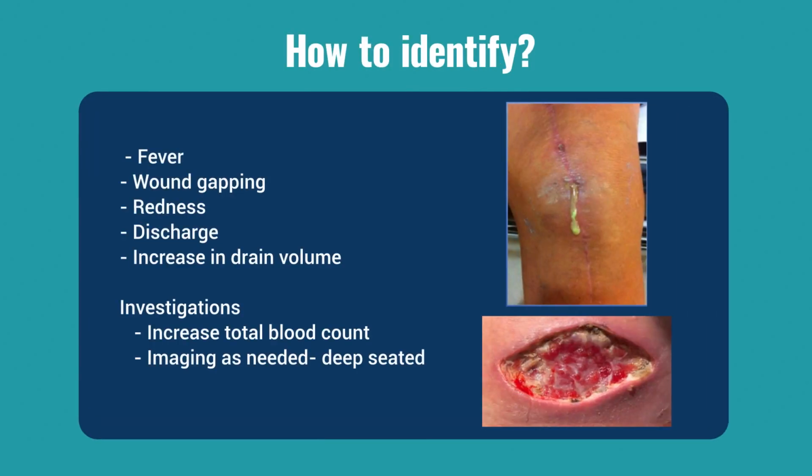How to identify a post-operative wound infection? So the patient feels unwell, he runs a temperature, he has fever, and look at the wound. It looks red with a discharge which is dirty, and there can be an increase in drain volume, and further investigations like increase in total blood count and imaging as needed if it involves a deep-seated infection.